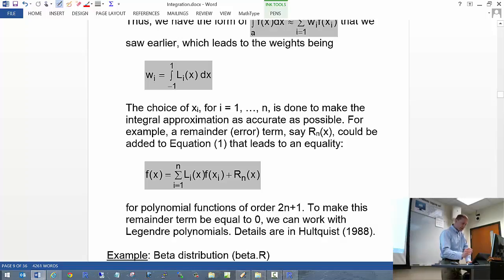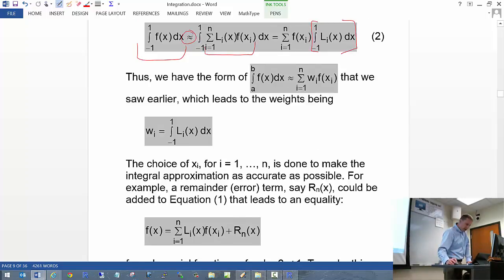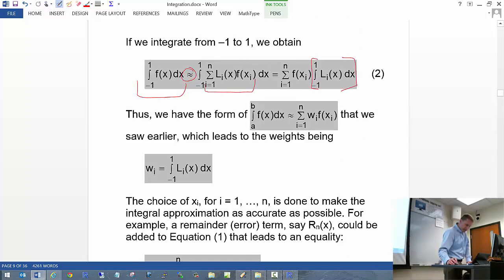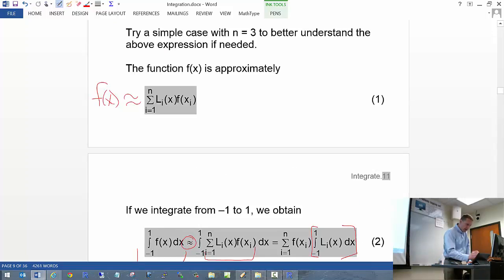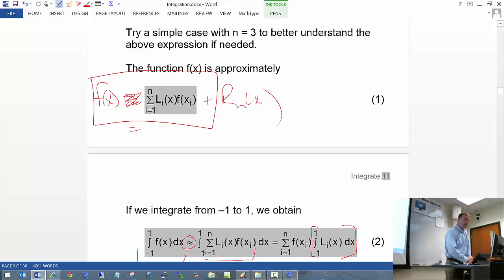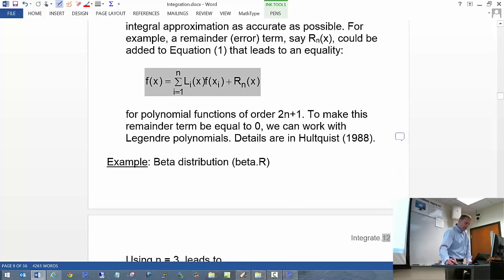So then, since this is actually, let's see here, come back here. Obviously, this is an approximation here. And if I wanted to, I could put an equal sign there and put a remainder term there, right? Okay? Well, you want this remainder term to be as small as possible.